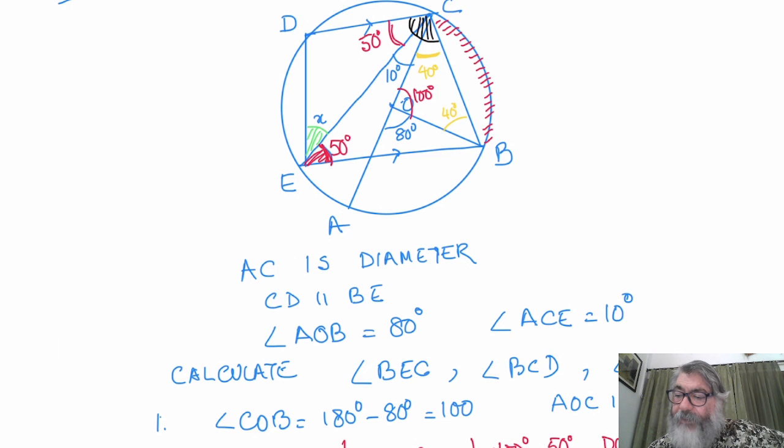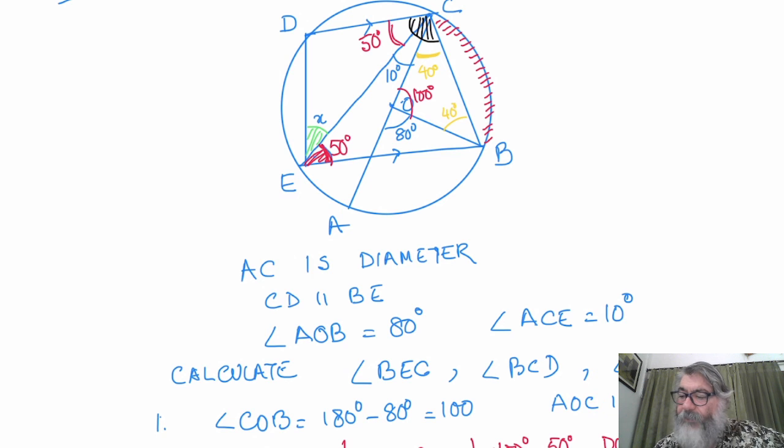Now if it is 50, I will say angle DCE is also 50 because these are alternate angles. Whenever a Z is formed, obviously those two lines are parallel to each other. So 50 is the angle. Angle ECA was given as 10. Angle DCE I calculated as 50. So if I could calculate angle ACB, then I can calculate the complete angle.